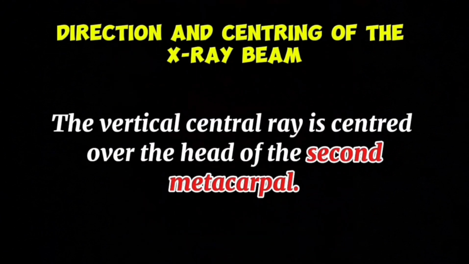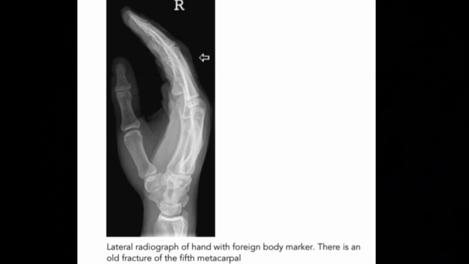Direction and centering of the X-ray beam. The vertical central ray is centered over the head of the second metacarpal. This picture shows the lateral radiograph of the hand with foreign body marker. There is an old fracture of the fifth metacarpal.